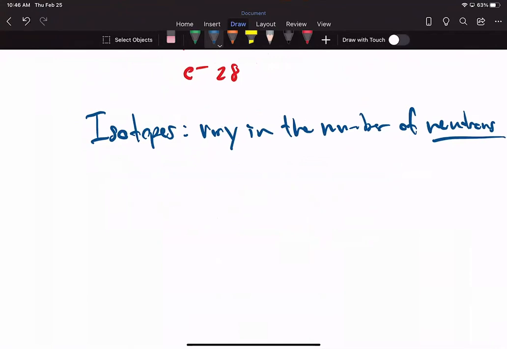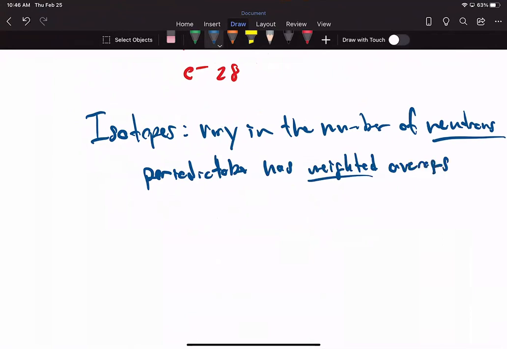So the periodic table has weighted averages. Weighted averages. So they take account of the averages, and that's what's put on there.